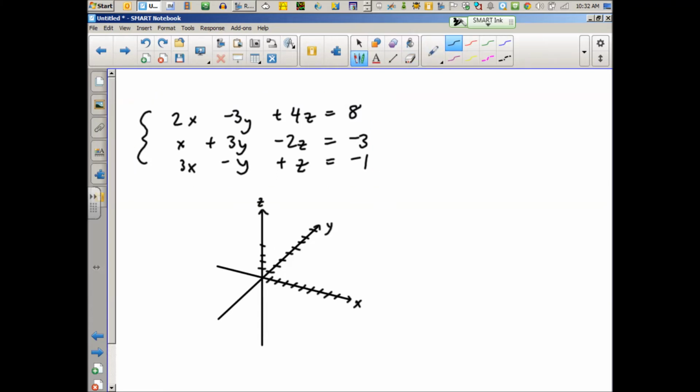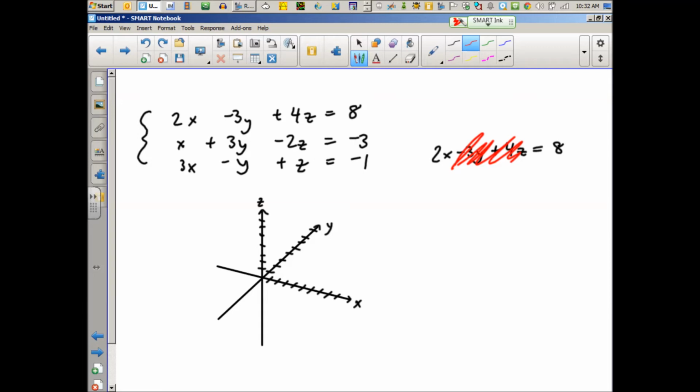Okay, so how do you begin graphing a plane? Well, there's a lot of ways to do it, but one way is like this. Watch close. You take your first equation, 2x minus 3y plus 4z equals 8, and you basically plug in 0 for both y and z. So I just plugged in 0 for y and z. I basically scribbled out y and z.